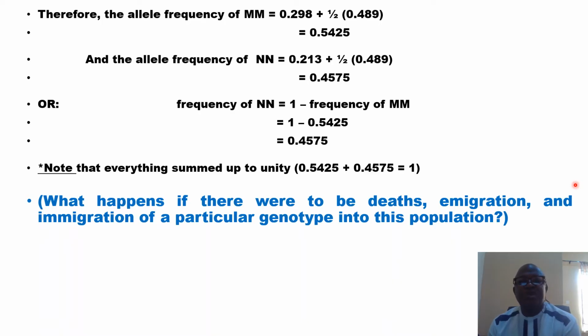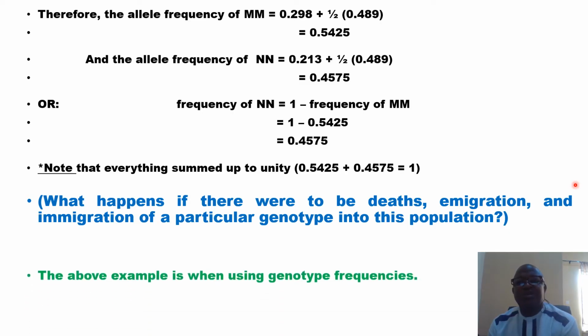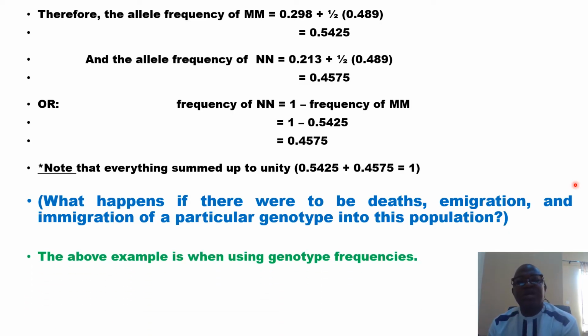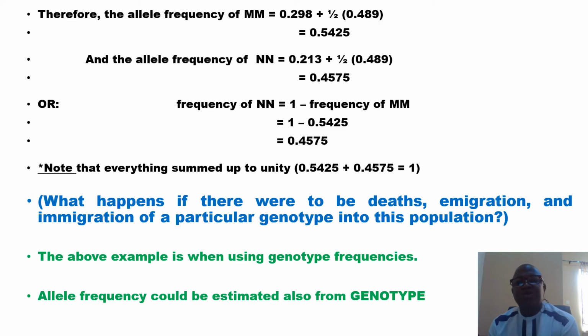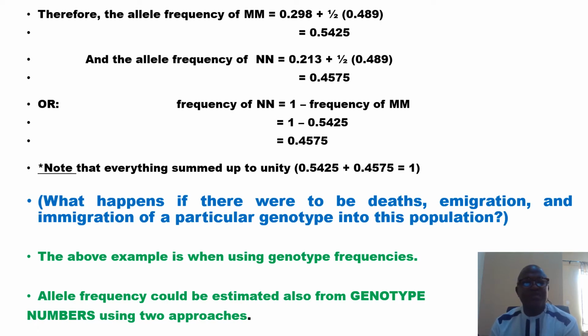So the question will be, what will happen if there were to be deaths or people emigrated or immigrated into this particular population? There are likely to be changes in the allele frequency of both M and N as a result of deaths, emigration and immigration. The above example is when we are using the genotype frequencies. But we can also obtain it from the genotype numbers using two different approaches.